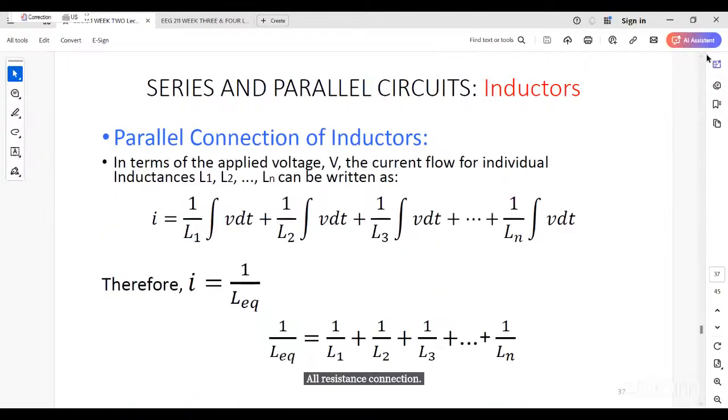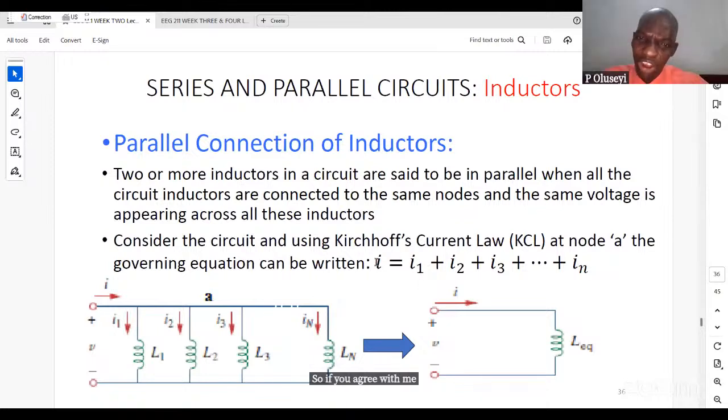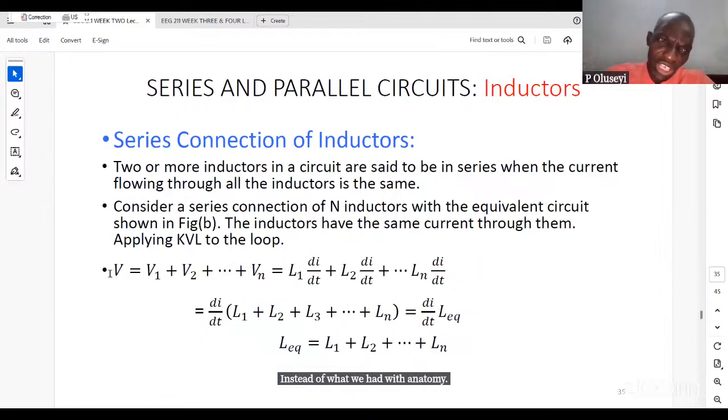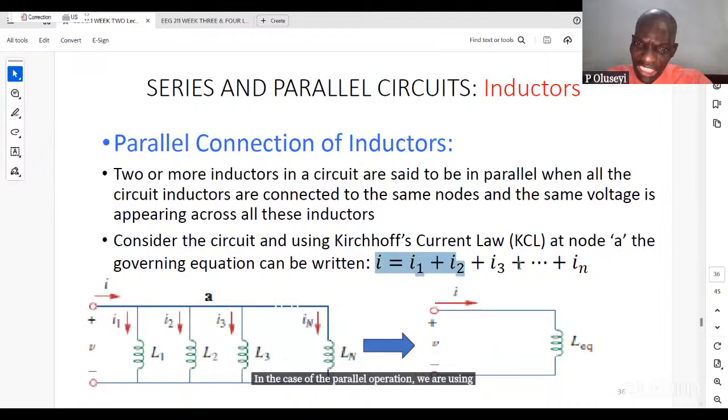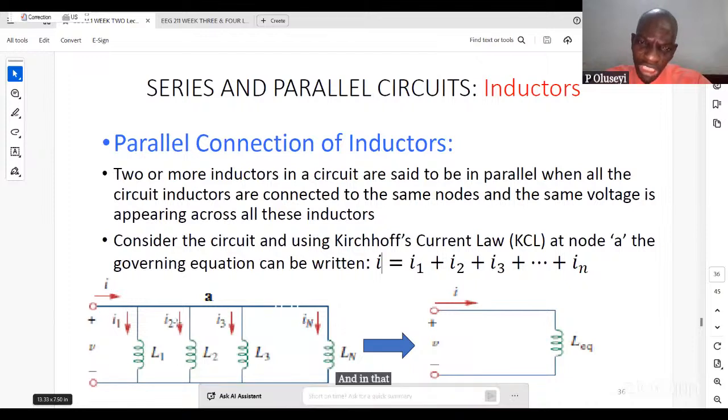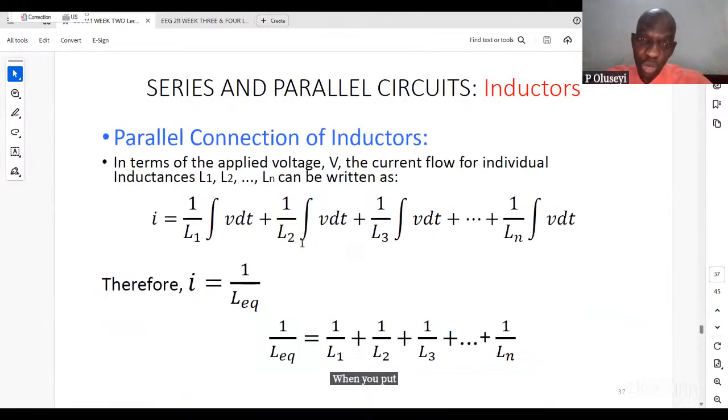So remember that instead of what we had with the series connection, where we used the voltage equation, in the case of the parallel operation we are using the current equation. You can see it here. And for each current, I have told you that we are following our rule with Faraday's law. In that case, the relationship between your L, current and voltage, when you put the 3 of them together, is what we have here.